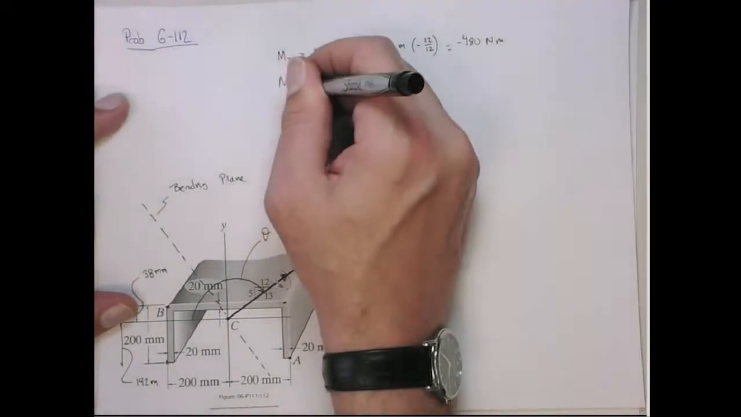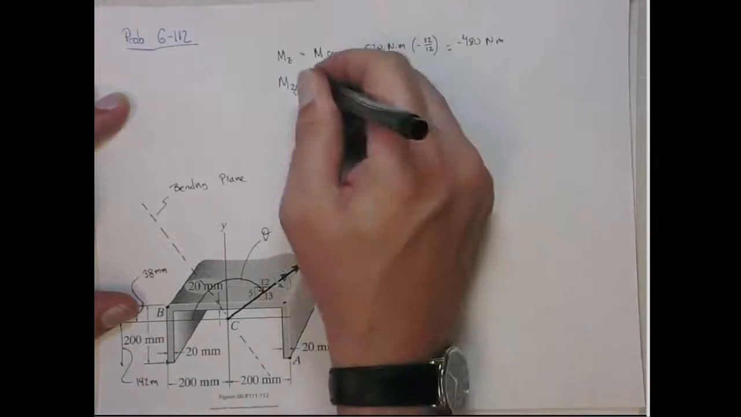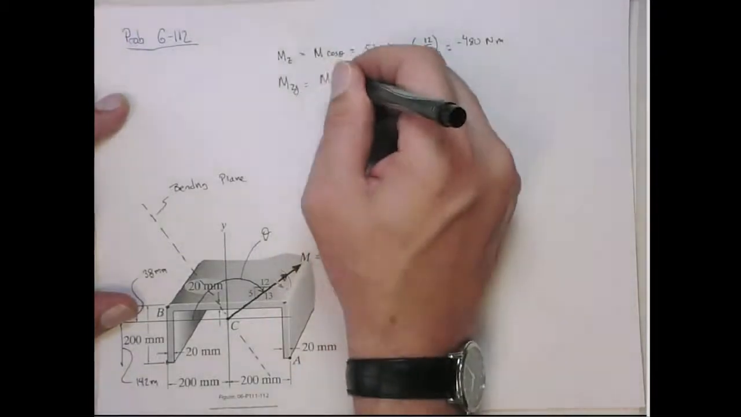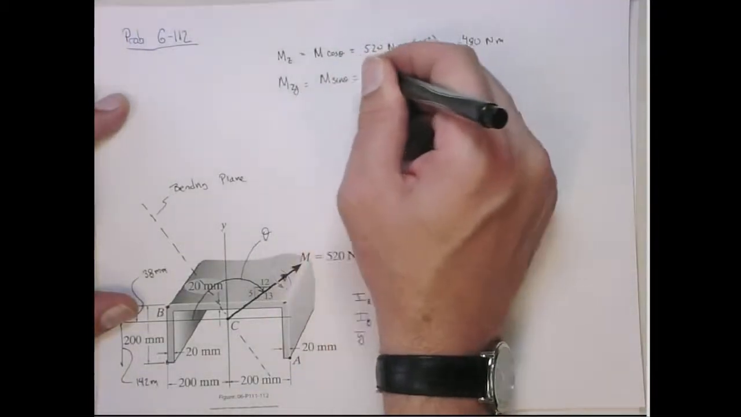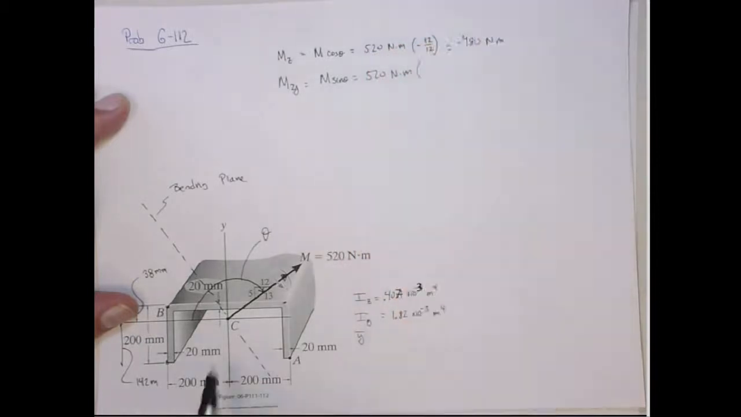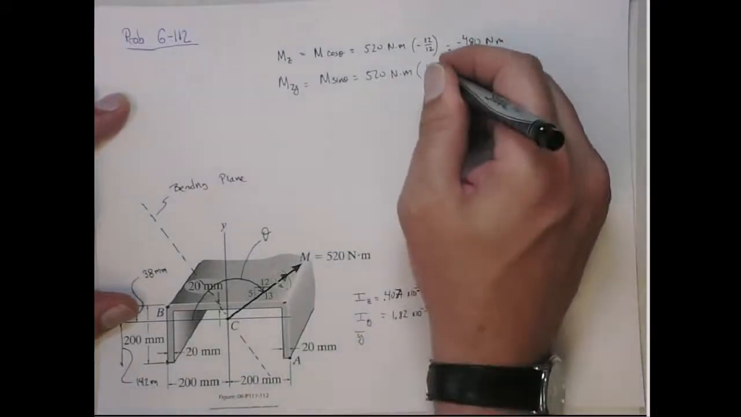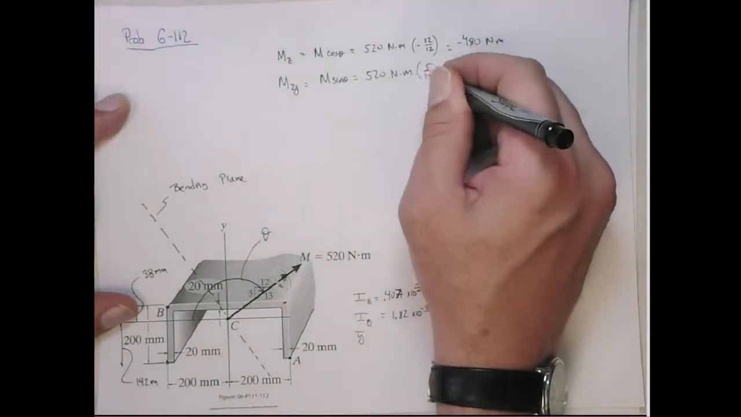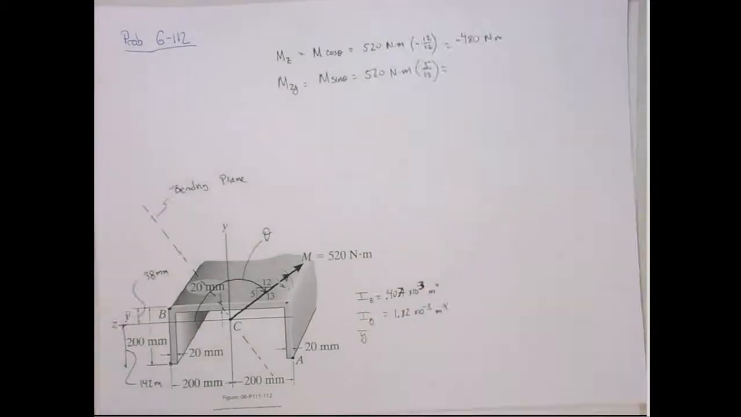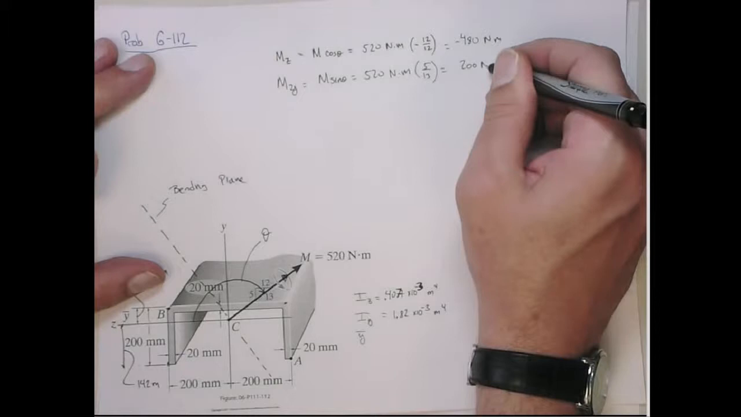And y, the component in the y-axis, is going to be m sine theta, which is 520 Newton meters. The sine of this angle is going to be the rise over the run. It's positive 5 over 13, and that ends up being 200 Newton meters. Okay?